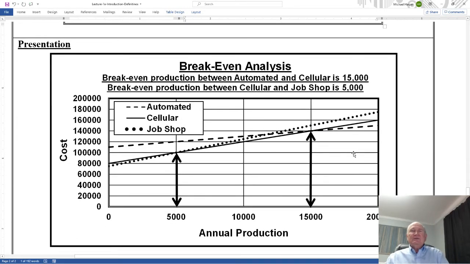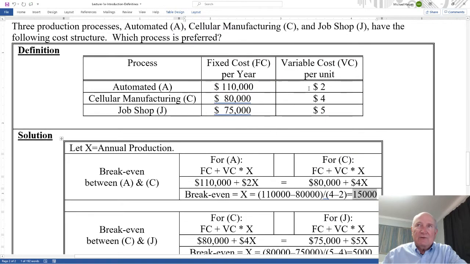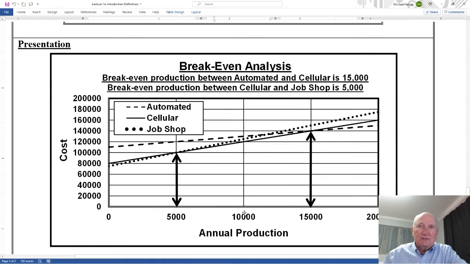Okay, now the presentation here, I'm using graphics. I'm using a graph to present this. So here I have a graph. Down here's my annual production. Here's my cost over here. And so if my annual production is 0, then my cost is just my fixed cost, 75, 80, 110. So I come down here. If my production is 0, this is 75, there's 80, and there's 110.